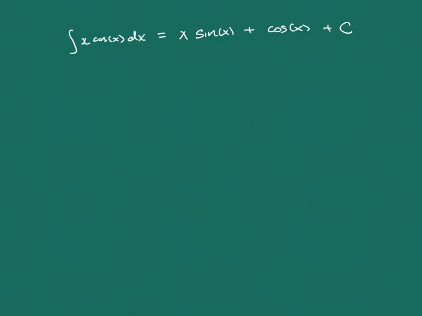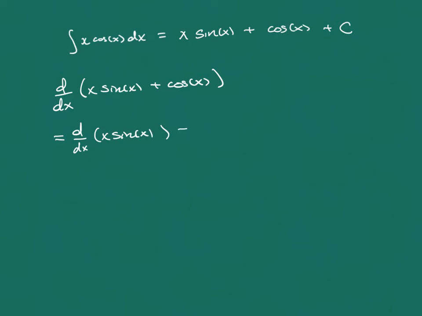So now if we wanted to check and make sure that that's actually right, well, we can just take the derivative again. So if we wanted to check that the derivative of x sine of x plus cosine of x, let's see if that actually does give us x cosine of x. Well, we distribute our derivative across the sum, so we've got the derivative of x sine of x plus the derivative of cosine.